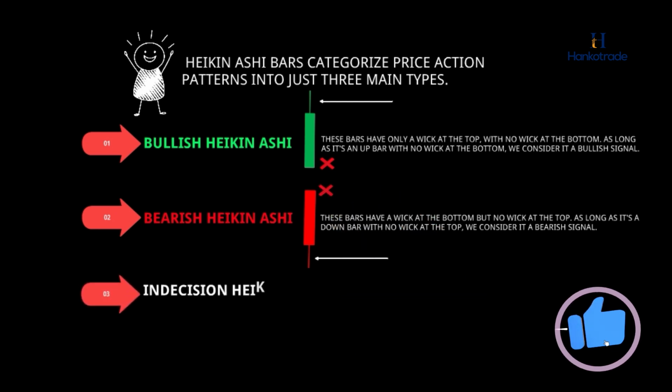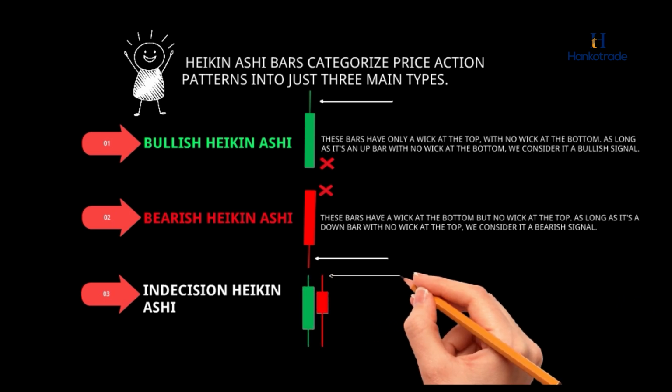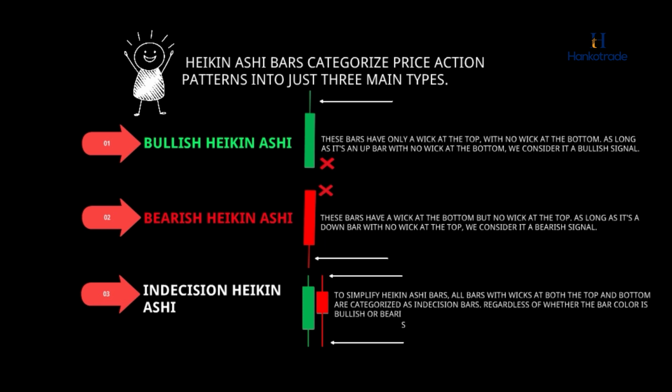Third, indecision Heiken Ashi bars. To simplify Heiken Ashi bars, all bars with wicks at both the top and bottom are categorized as indecision bars. Regardless of whether the bar color is bullish or bearish, if there are wicks on both sides, we consider it an indecision Heiken Ashi bar.